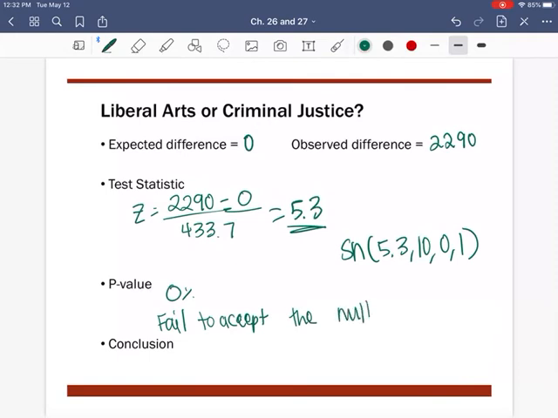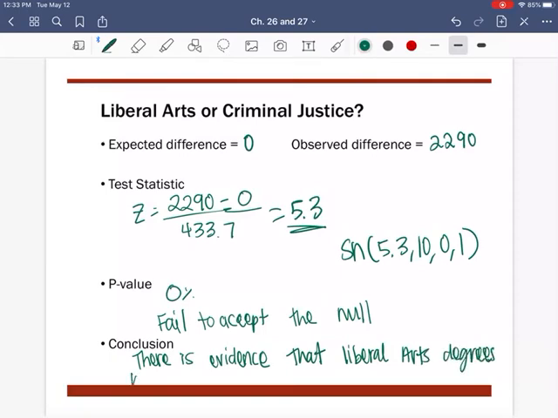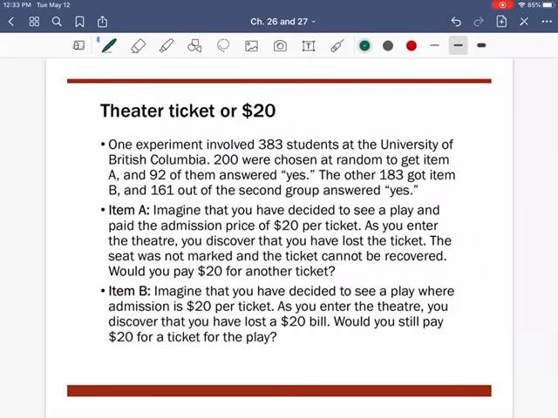So we reject the null, or fail to accept the null. And we conclude there is evidence that liberal arts degrees have a higher starting salary than criminal justice degrees.